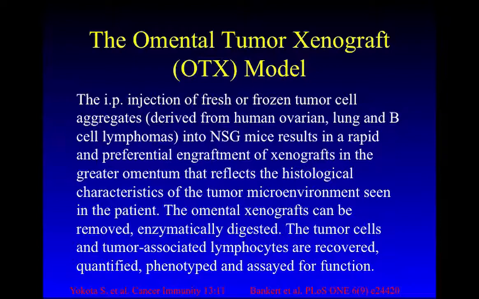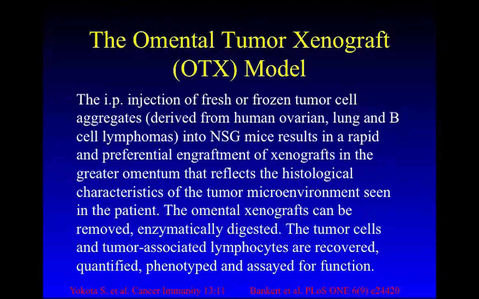You inject them into the NSG mice, and that results in a rapid, and I will tell you rapid, engraftment. We've actually targeted this, and it's not just days, it's within hours. They preferentially home to and engraft in the greater omentum, and also in the lesser omentum, which is right around the corner. These xenografts reflect the histological characteristics of the tumor microenvironment. I'm going to show you that.